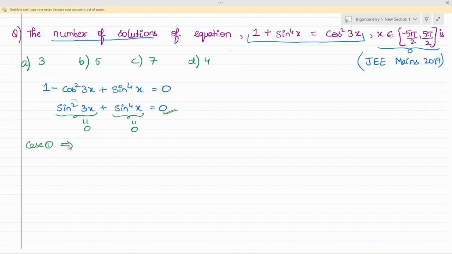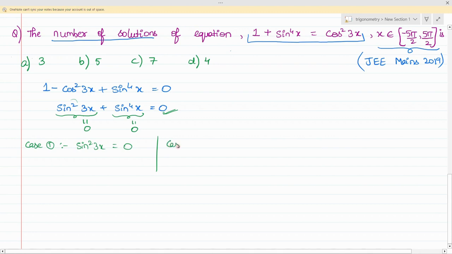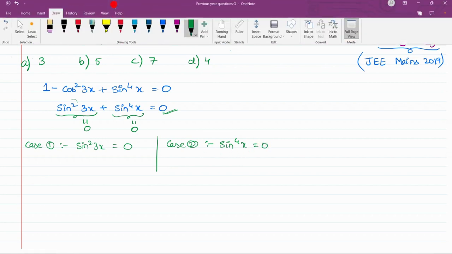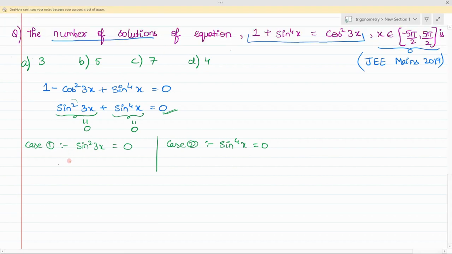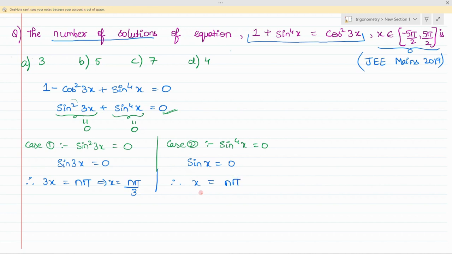So case 1 is sine square 3x equal to 0, and case 2 is sine power 4x equal to 0. From here we can write it as sine 3x is 0. So it's a simple trigonometric equation, sine theta equal to 0. Then the general solution will be theta, that is 3x equal to n pi, and we can write it as x is equal to n pi by 3. Similarly here, sine power 4x is 0, which is nothing but sine x is 0. And this is a simple trigonometric equation, so the general solution will be x equal to n pi.